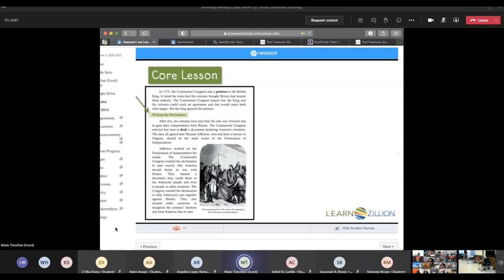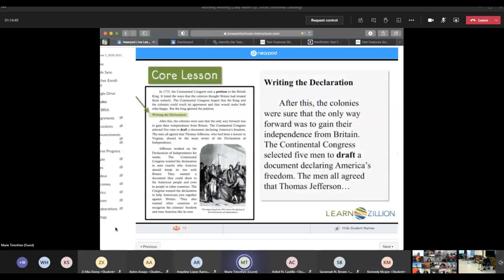So we're going to now use clues in the text to try to find our evidence. We're going to make that bigger, and we're going to read this first part. After this, the colonies were sure that the only way forward was to gain their independence from Britain. That's exactly it. That's what we're looking for. We wanted to know what forced them to move forward and gain their independence. However, there are 2 little words here after this that tell me that the information we're looking for actually came before this paragraph.